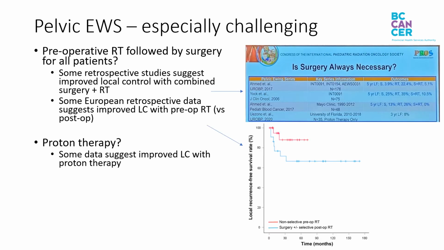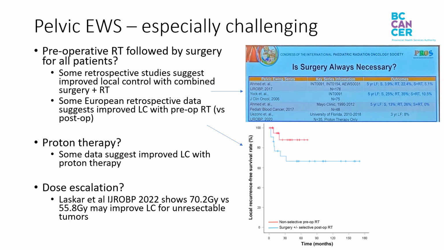Another consideration is use of proton therapy to optimize local control. While there is a bias in these studies because proton therapy centers are often more experienced and have multidisciplinary team, proton therapy can potentially avoid dose compromise due to OAR and hence may improve local control for pelvic Ewings. And there's another recent randomized prospective study out of India that was published in Red Journal in 2022 that dose escalation to 70.2 gray may improve local control for unresectable Ewing sarcoma.